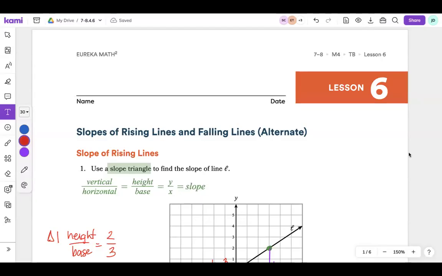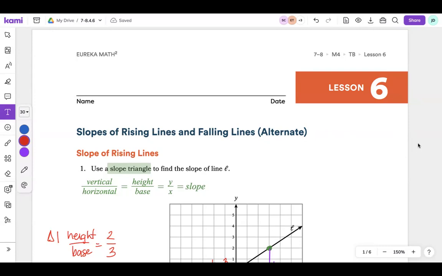All right, we are on lesson six, which is slopes of rising and falling lines. We're going to talk a little bit about what a falling line is later in the lesson. For now, make sure you have the alternate version of this lesson so that you can follow along as I talk through it. So for number one, we're going to use a slope triangle to find the slope of line L.